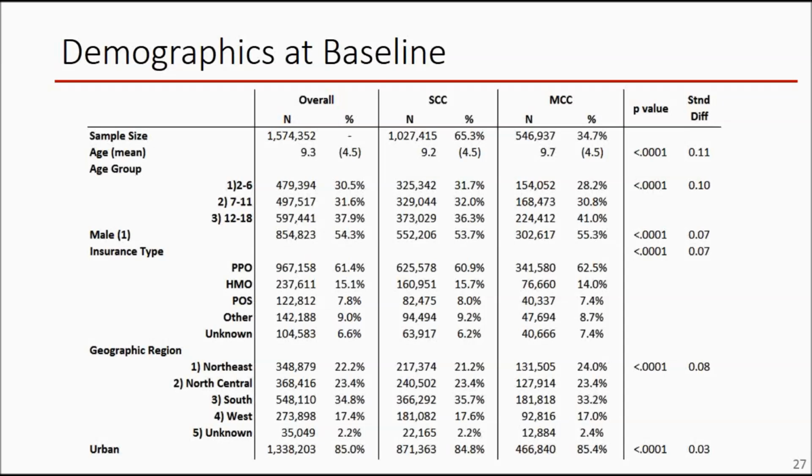Generally in the cohort, age was between 9 and 10 years, about 54–55% male, primarily PPO insurance type, and geographic mix with 34–35% coming out of the southern region. And on these, usually for standardized differences, we'd say if it's 0.1 or greater, we considered it unbalanced. As you can see on these, they're all pretty balanced. And you wouldn't expect there to be differences in insurance type or geographic region by the chronic condition profile a kid has.